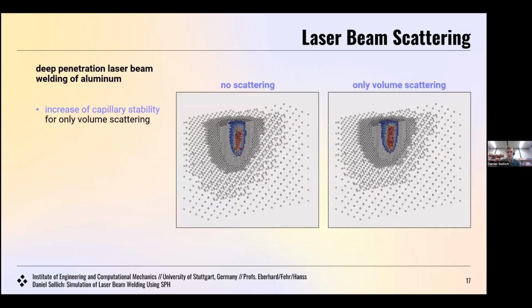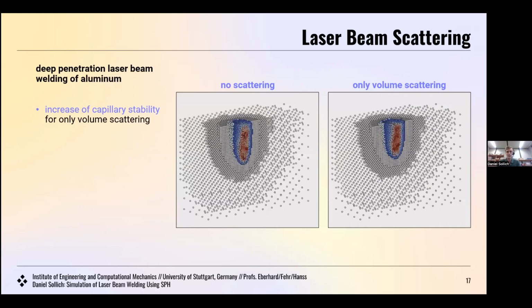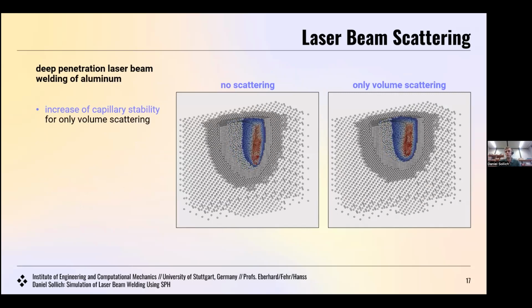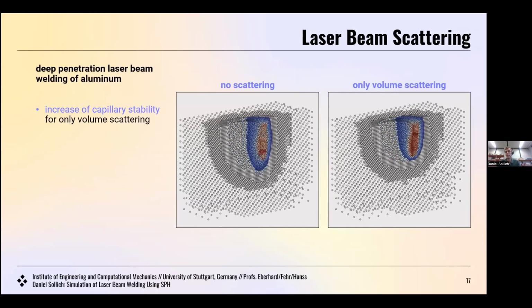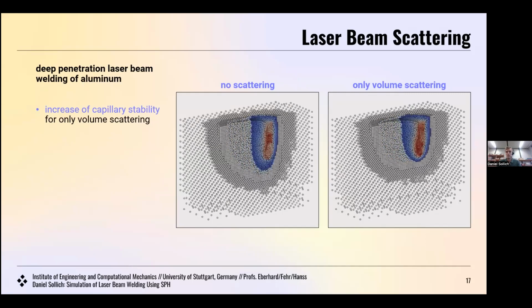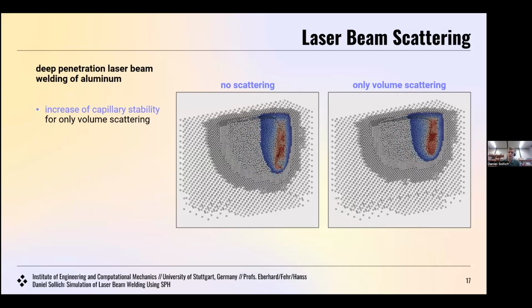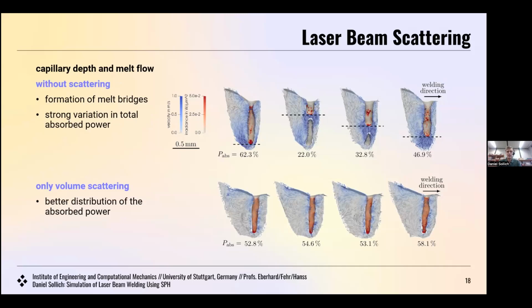Okay, so let us now have a look again at the simulation results. On the left, the simulation with no scattering, and on the right with only volume scattering. And what we can see is that the capillary depth in the simulation with volume scattering is almost constant. This we can see even better on this slide. So without scattering, we observe the formation of melt bridges in the simulation, where basically the back of our capillary unites with the front due to high surface tension forces.